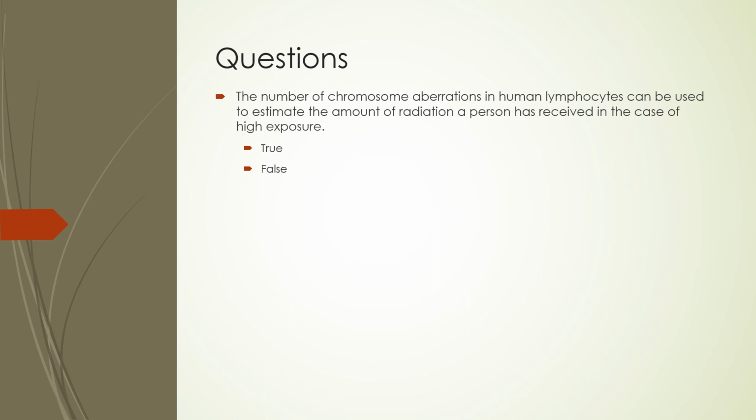Next question. The number of chromosome aberrations in human lymphocytes can be used to estimate the amount of radiation a person has received in the case of high exposures. Is this true or false? The correct choice is true.